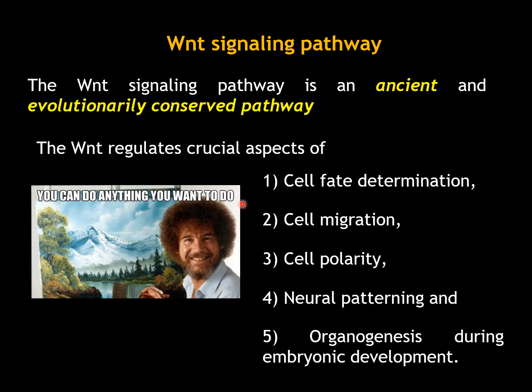Why did I put that? Because the Wnt signaling pathway is an ancient pathway that is evolutionarily conserved and is involved in so many things. It's not only in flatworms, it's in humans too, it's involved in cancer, and it's involved in so many things. It is able to regulate crucial aspects of cell fate and determination, cell migration, cell polarity, neural patterning, organogenesis, and sometimes even opposite processes can be regulated by the Wnt pathway. So very important to remember the Wnt pathway.